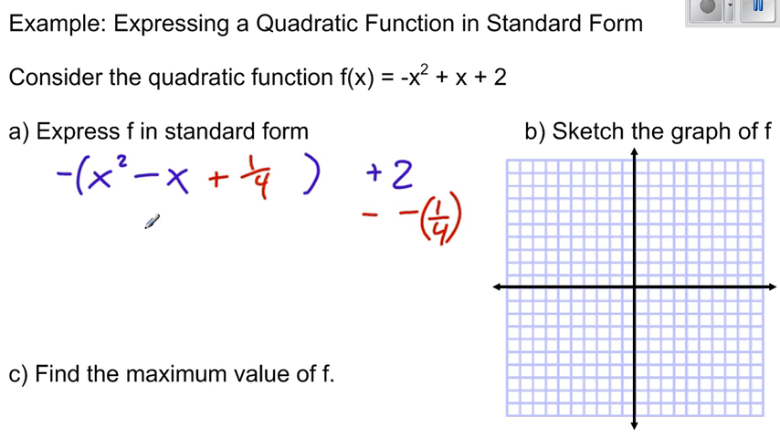Factor the parentheses, so that would become x minus 1/2 squared. It's always going to be b over 2, because then when you square it, you get 1/4, and if you add it together, you get b. Plus 2 plus 1/4, so let's write that as 9/4.